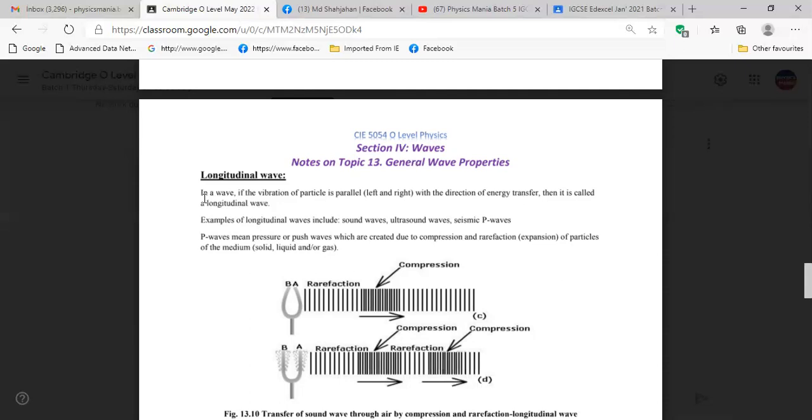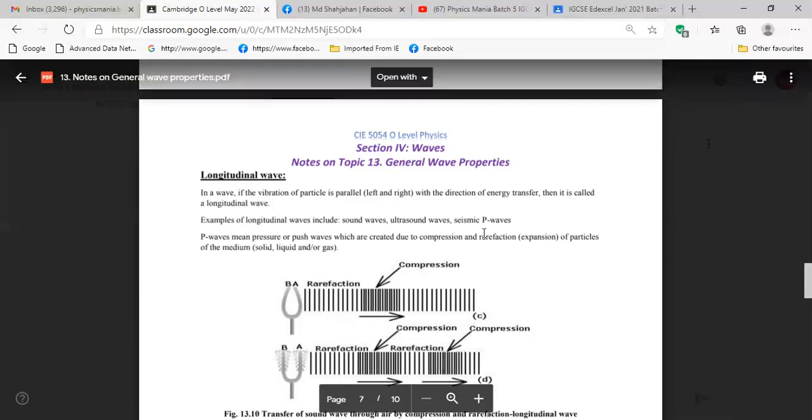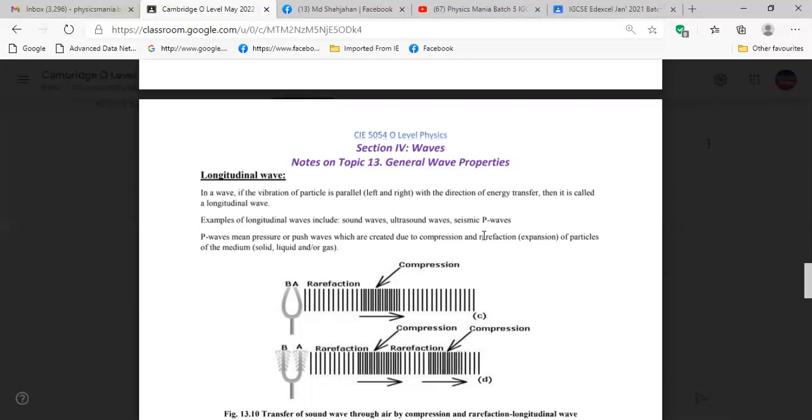Examples of longitudinal waves include sound waves, ultrasound waves, seismic P waves. P waves mean pressure or push waves, which are created due to compression and rarefaction, expansion of particles of the medium, solid, liquid, or gas. Okay, look here. We have a new term, maybe this word is new for you: rarefaction. Rarefaction means expansion. Okay, is it clear? Expansion, you know, right?